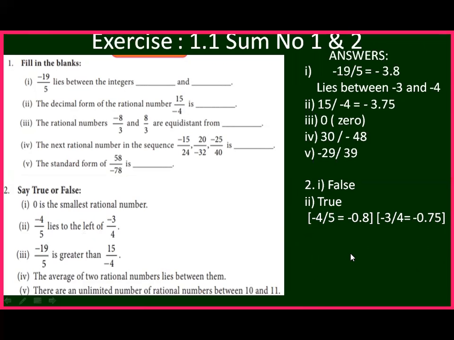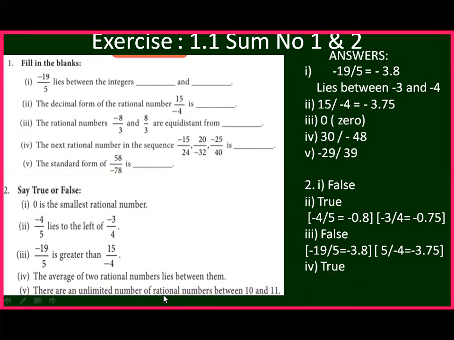It is true. Minus 19 by 5 is greater than minus 15 by minus 4. Minus 19 by 5 is minus 3.8 and 15 by minus 4 is minus 3.75, which is a greater number. So it is false. The average of two rational numbers lies between them. True. The average of the numbers is between the two numbers.